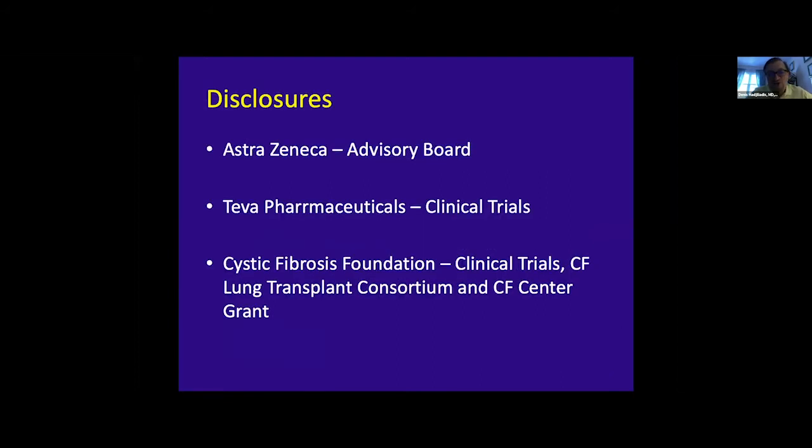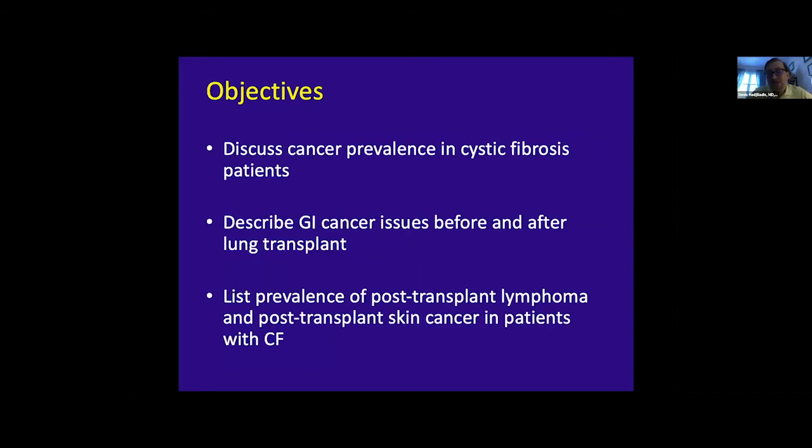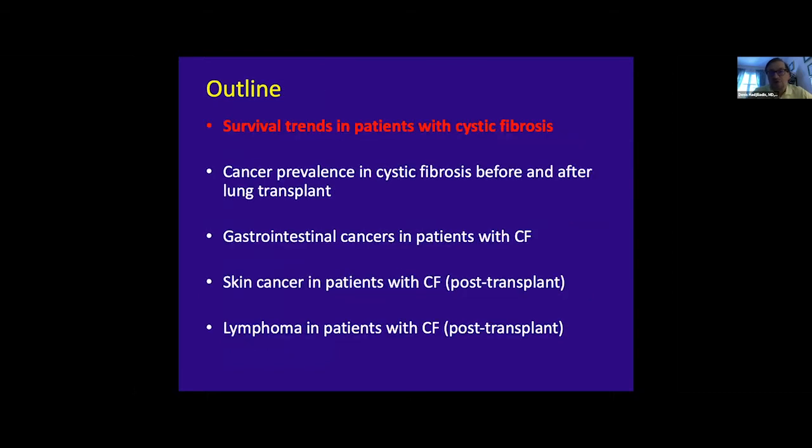This is my disclosures. This is some of the objectives that I would like people to get out of listening to this talk. And this is an outline. So we're going to go over different types of issues and cancer that happen in cystic fibrosis. Talk a little bit about why this is important, what the cancer prevalence is in cystic fibrosis before and after a lung transplant, and then focus on specific types of cancers like GI, skin, and lymphoma, which are probably the more common ones that we talk about.